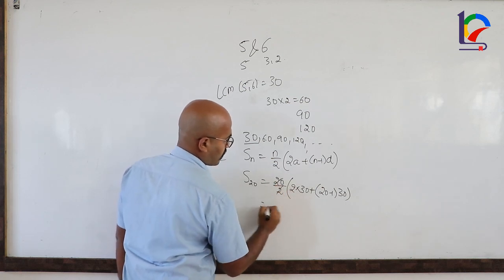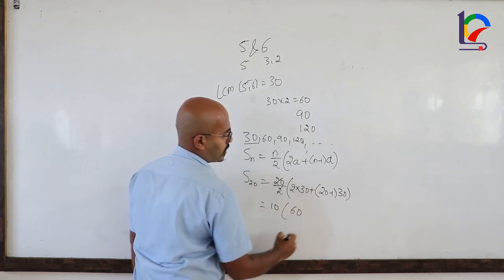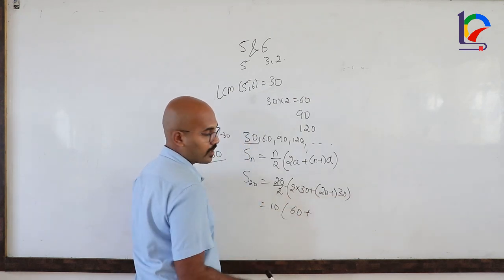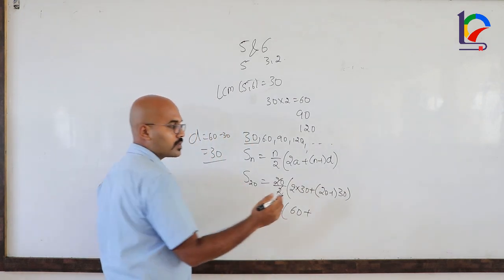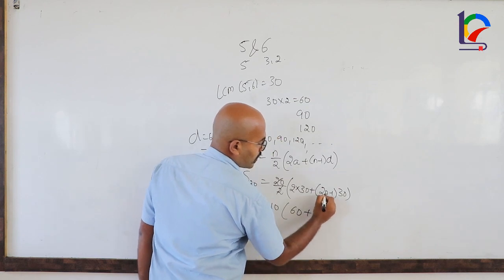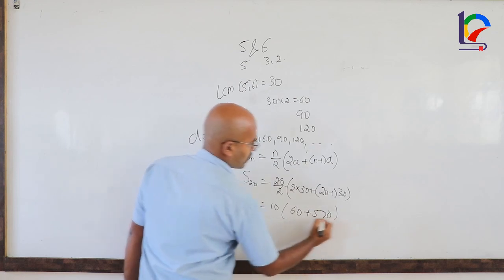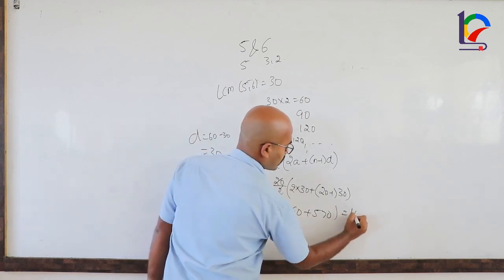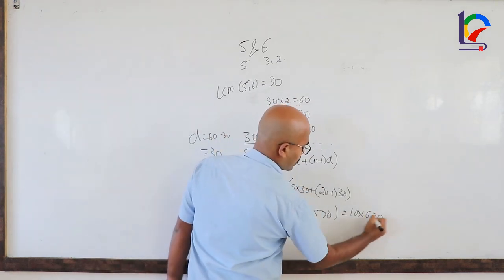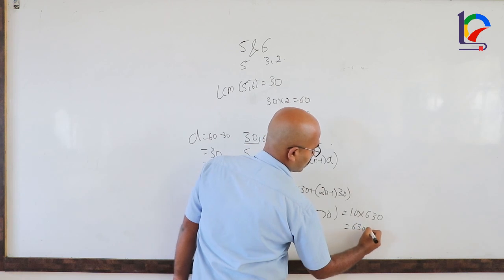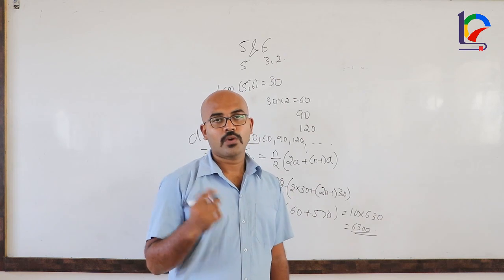So 10 into 2 into 30, 60 plus 20 minus 1, 19. So 19 into 30. What is 19 into 3? It is 57. We have the zero, so 570. So what will be the value of it? It is 10 into 630. The answer will be 6300. So hope you got it.